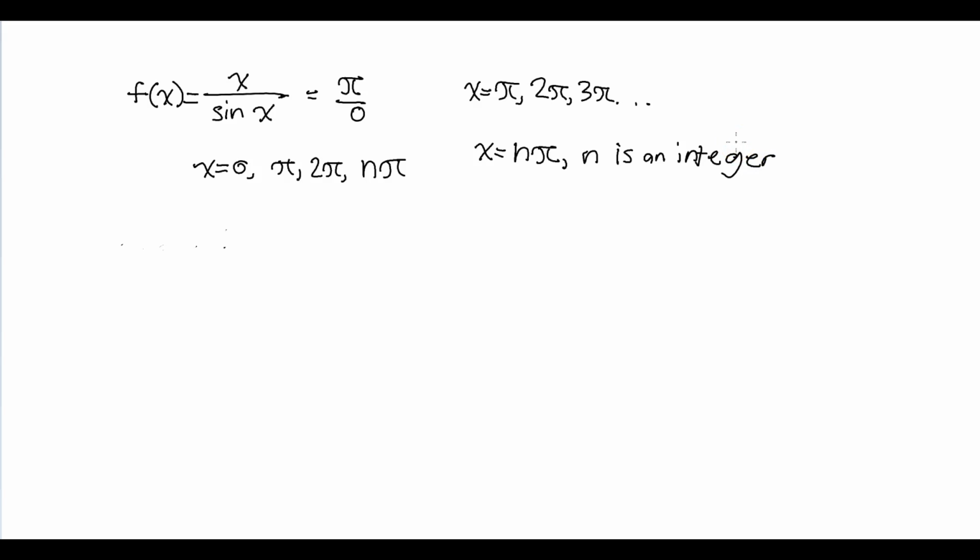So that's really the only major use of the limits that are unbounded: to find these vertical asymptotes. We're going to learn about another type of infinite limit, a limit at infinity, in the next video.